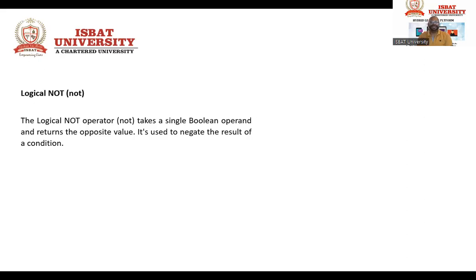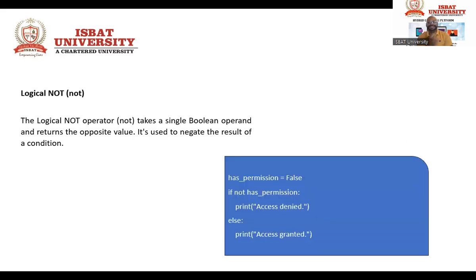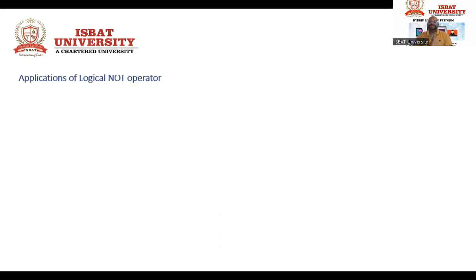The logical NOT operator takes a single Boolean operand and returns the opposite value. I always wondered what the requirement of this one was, because it takes a value and negates it. So let's see this code. We'll go into this in detail. A false value, when we use the NOT operator, will be converted to a true value. A true value will be converted to a false value. I'm going to explain in detail what the applications of this logical NOT operator are.